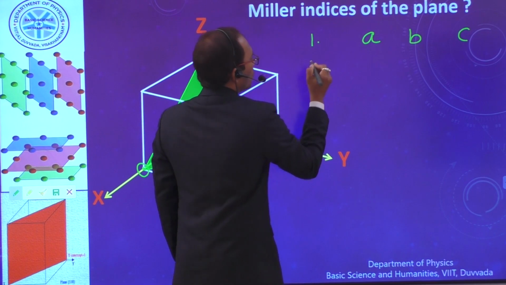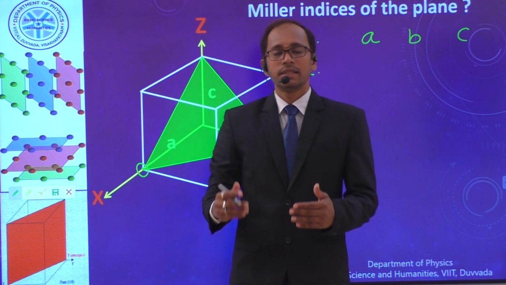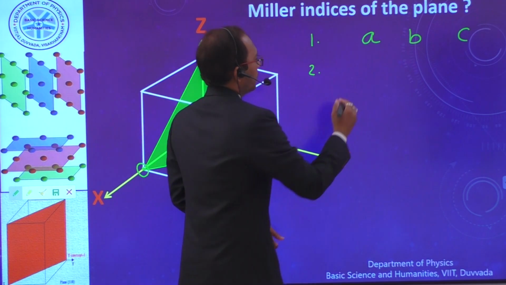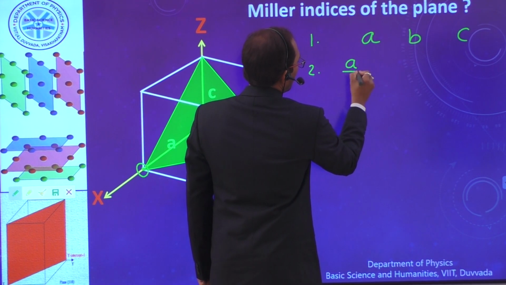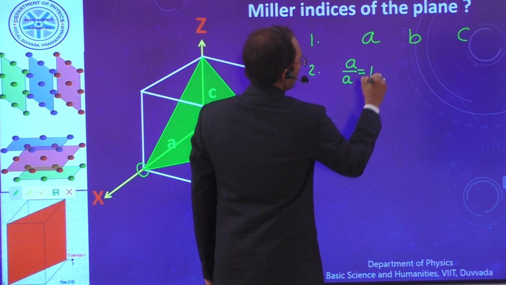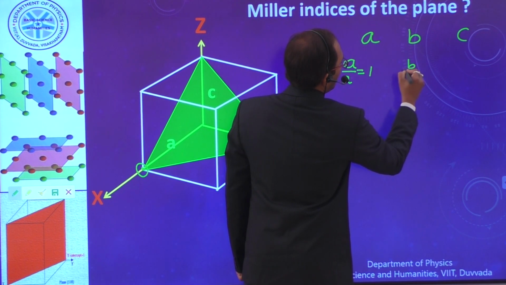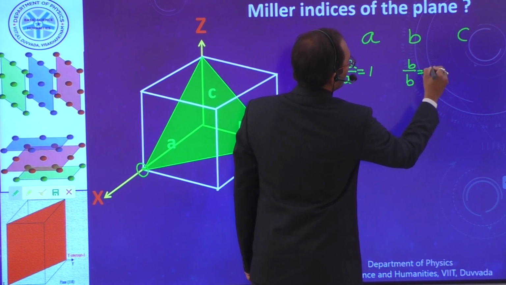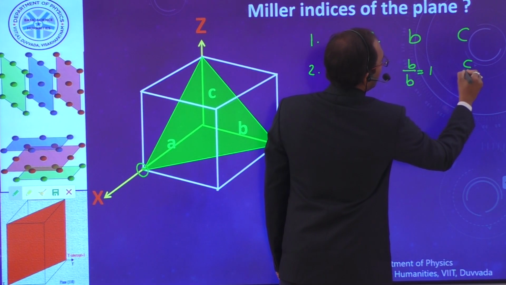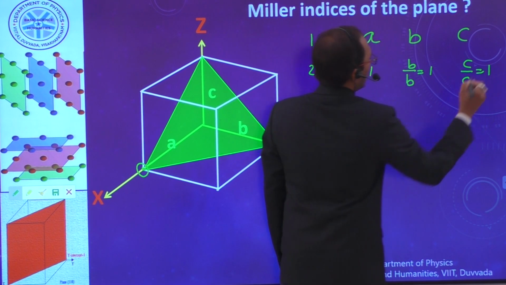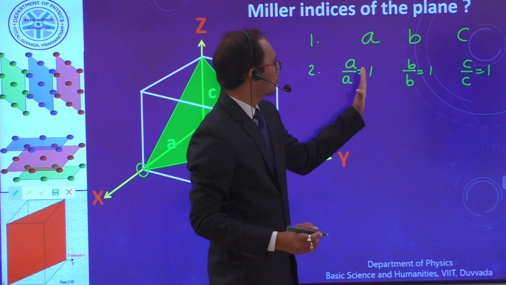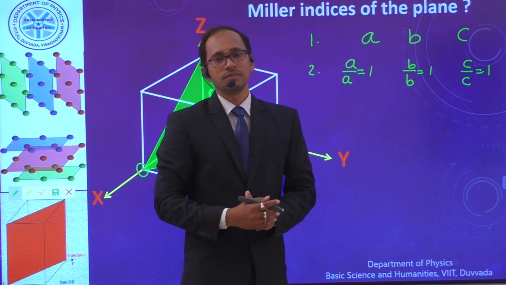Next, step 2, what you have to do? You have to divide with the primitives. That means lattice parameters: a by a is equal to 1, b by b is equal to 1, c by c is equal to 1. What has come? 1, 1, 1 has come.